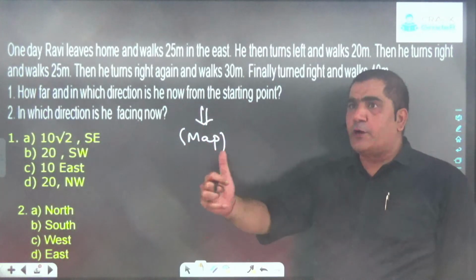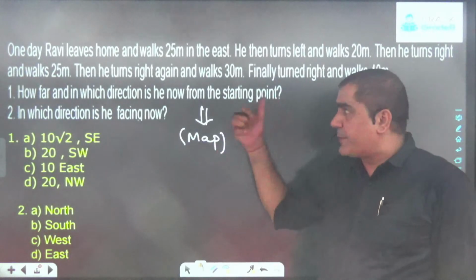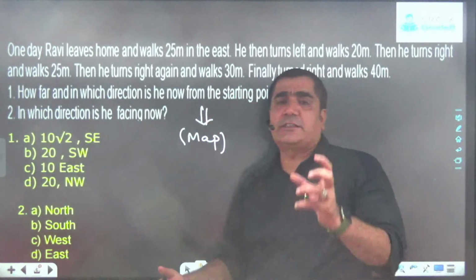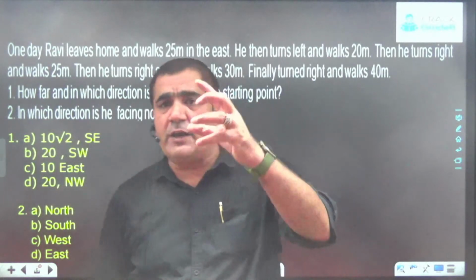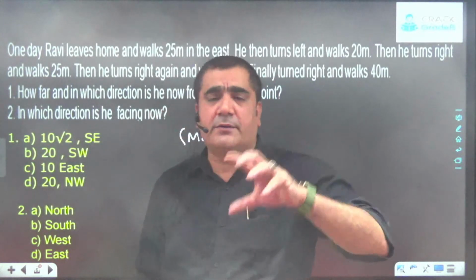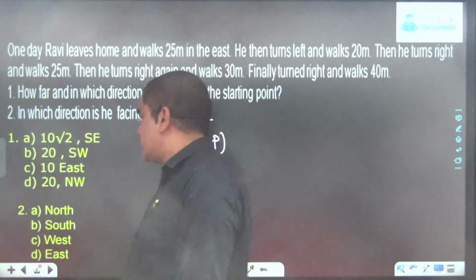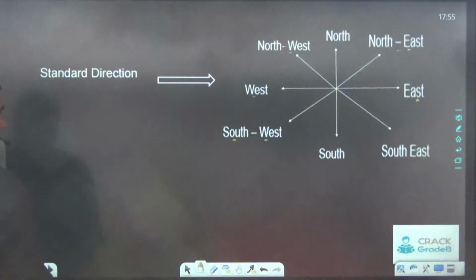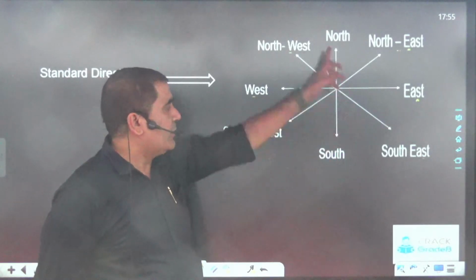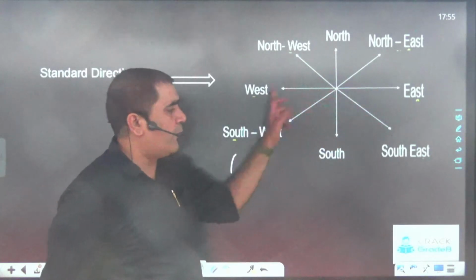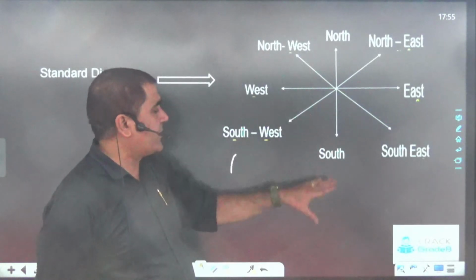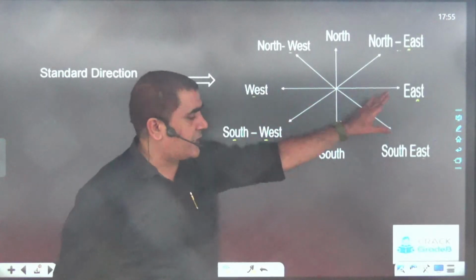If the person is going towards east, you have to go to the east. If the person is going towards north, you have to go towards north. So let's understand what this direction is all about. Means in direction, how many directions are we going to talk about. Whenever I talk about direction, we will talk about these 8 major directions: north, south, east and west, and the ones in between.